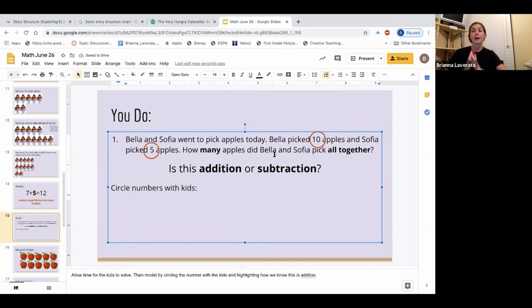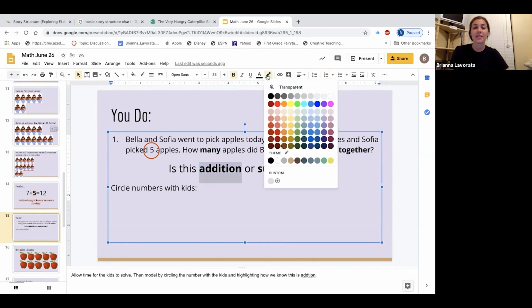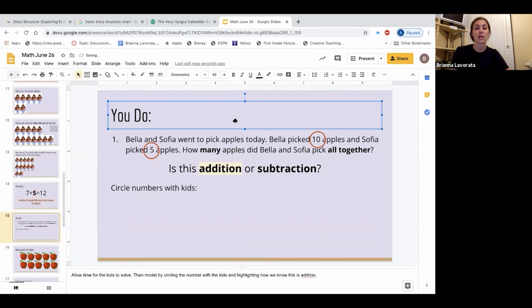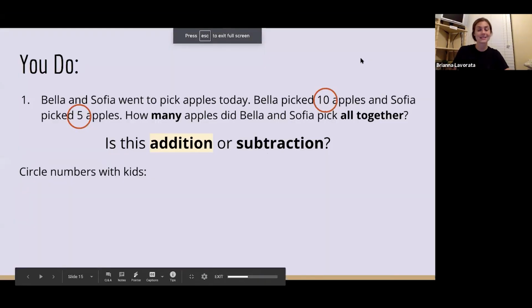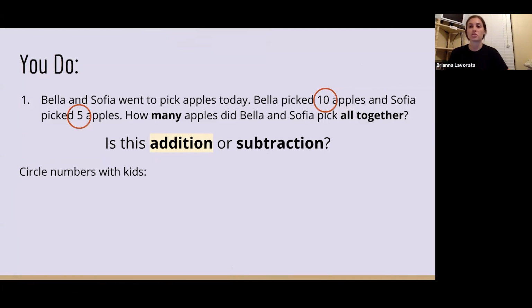So if you remember, addition is combining two amounts together. So we can go ahead and state that this is an addition problem. All right? So now the first thing that we're going to do is what? We know we have 10 and we also picked 5. If you know what to do, go ahead and draw your amount.